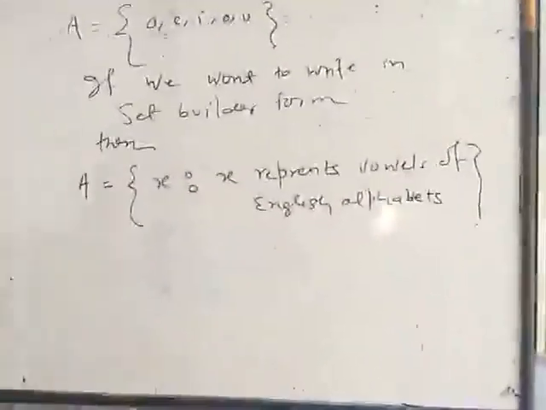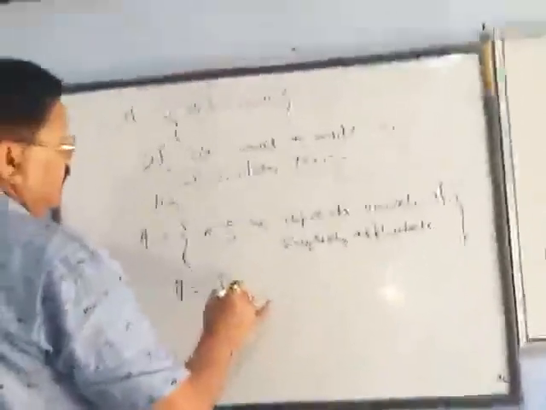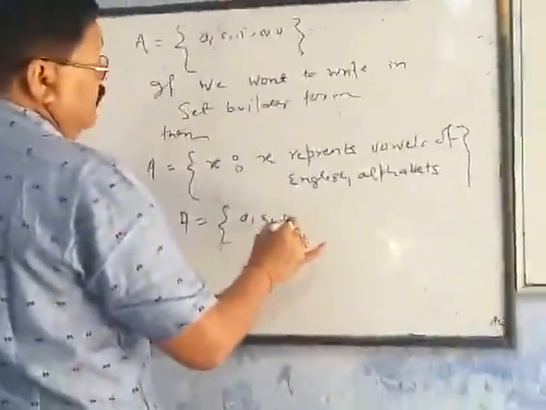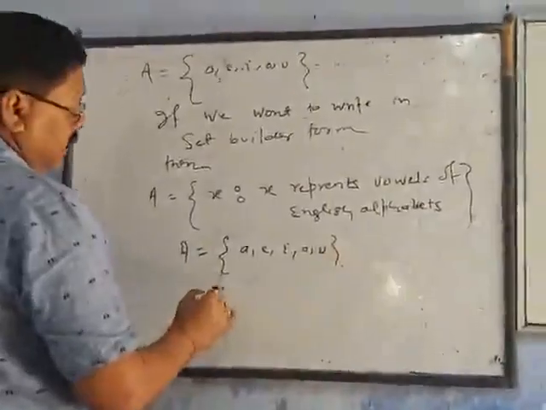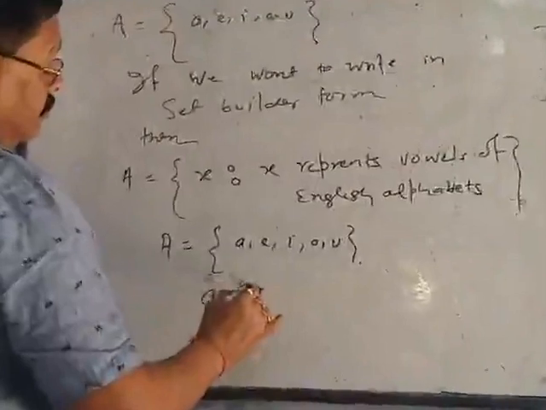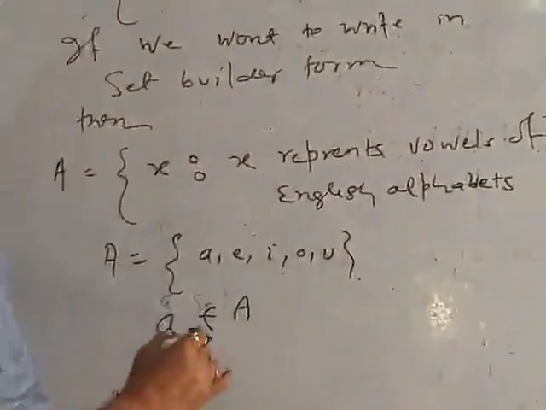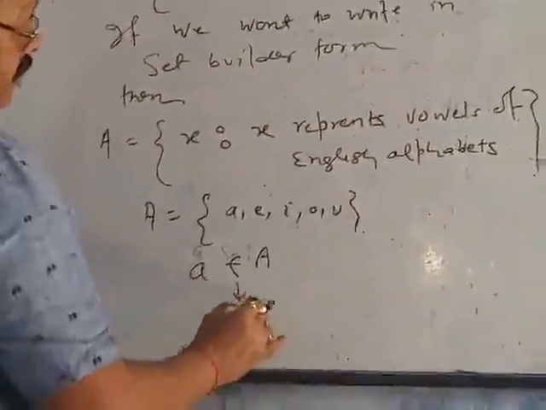Now after this, one thing I want to clarify. Suppose set A has elements A, E, I, O, U, then we can say a belongs to set A. This is the symbol of belongs to.